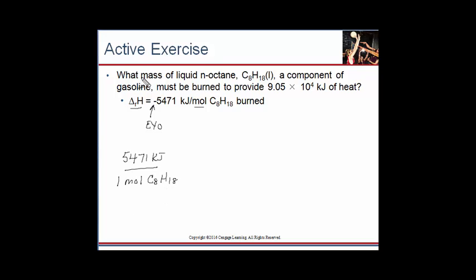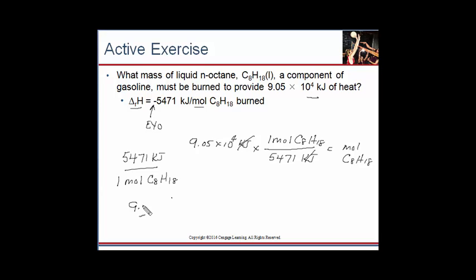This question is asking what is the mass of this compound to get this much heat. So we take 9.05 times 10 to the 4th kilojoules of heat. We know there's a relationship where 1 mole of C8H18 can burn to create 5,471 kilojoules. And here I'm solving for moles of C8H18. I'm out of room here, but what I would want to do is convert that now to mass.